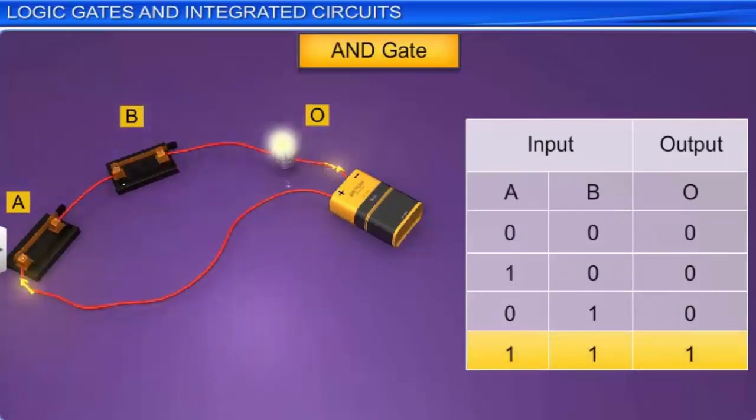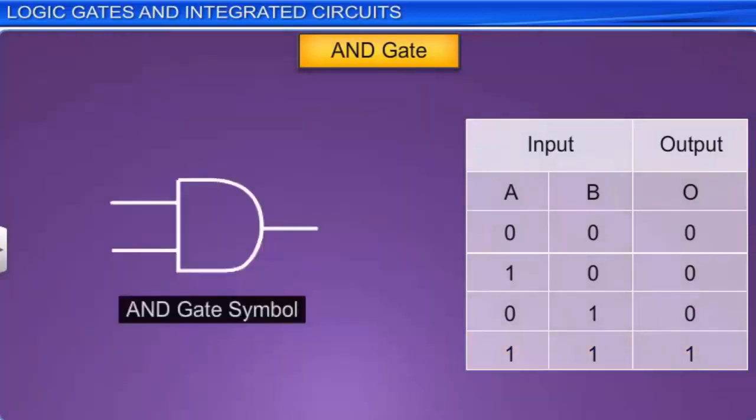An AND gate is represented by the symbol shown here. The table that lists all the logical input and output combinations of a logic gate is called the truth table of the logic gate. Thus, the table shown here is the truth table of the AND gate. The output of an AND gate is 1 only when inputs A and B are both 1.